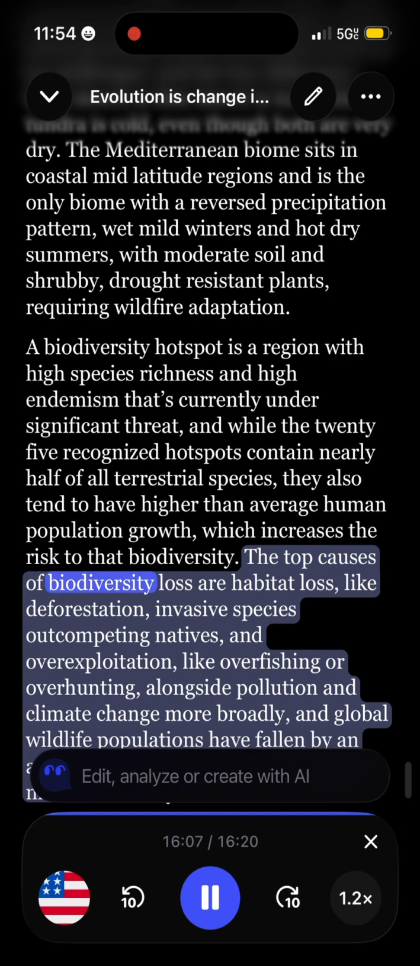The top causes of biodiversity loss are habitat loss, like deforestation, invasive species outcompeting natives, and overexploitation, like overfishing or overhunting, alongside pollution and climate change more broadly. And global wildlife populations have fallen by an average of 68% since 1970.